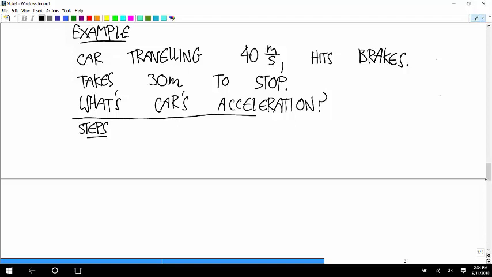So look at this and think about the 2 instants. We want to choose those based on where we have information and where we want to find information. In this case, the thing we want to find is the acceleration, which kind of occurs over the whole thing. So that doesn't help too much. So really, in this case, what we want to think about is where we're given information.